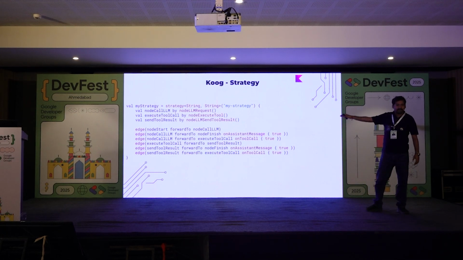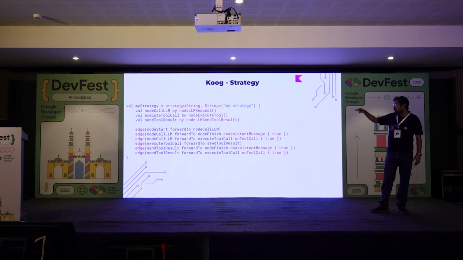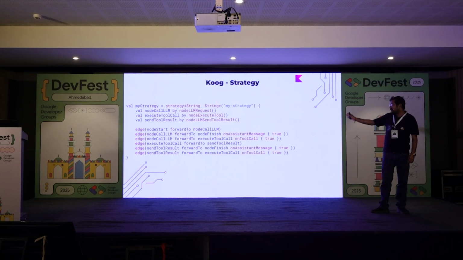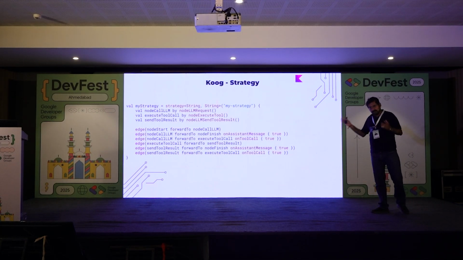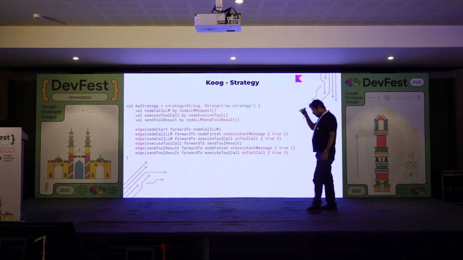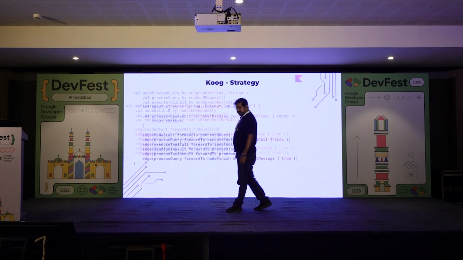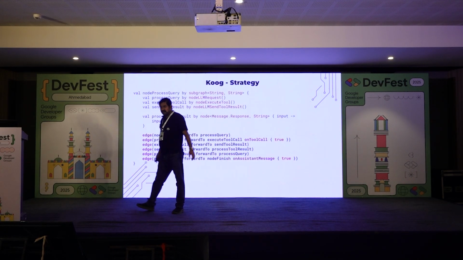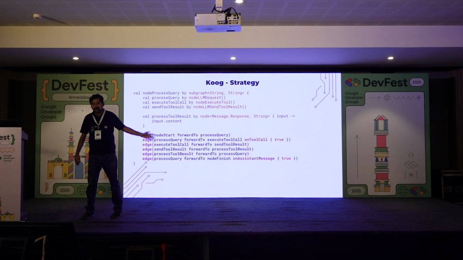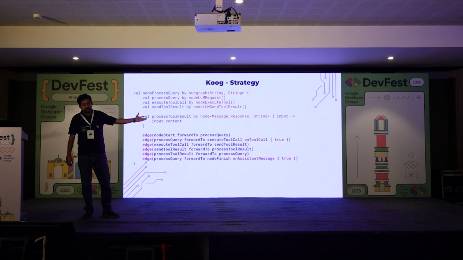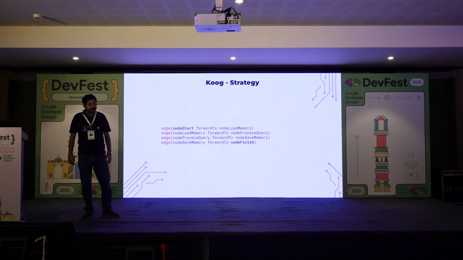You call the LLM, and if the LLM wants to execute a tool, you execute the tool. If the LLM wants to just finish, you finish. And if the LLM wants to see the tool result, or if the tool result has come, you convert it and send it back to the LLM or finish it however you want. So this is how you create a strategy in Koog. A little detailed. So if you want to convert the tool result to content string, that's how you do it.